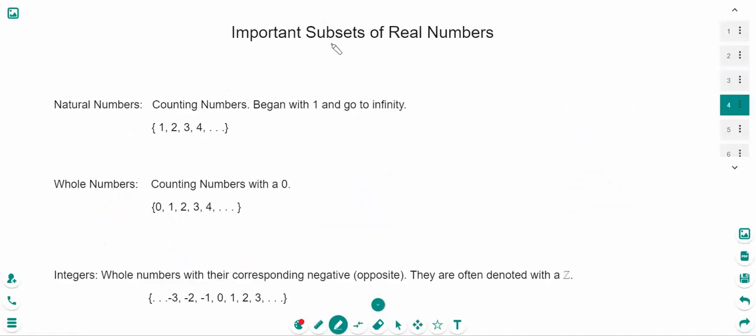Now let's break the real numbers down into some meaningful sets. We just said that the real numbers are infinite, and we could pull out an infinite number of subsets from the real number set. But there are some sets in particular that we use more often than others. So there are some important subsets that we need to go over. Let's break it down. The first subset of the real numbers is the natural numbers.